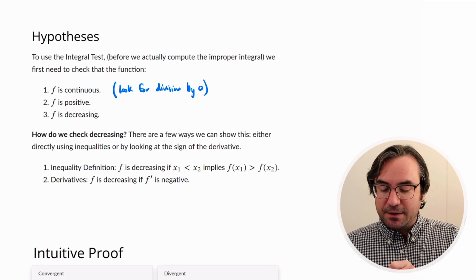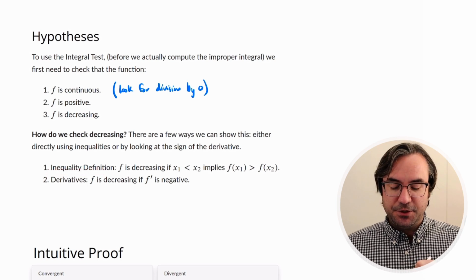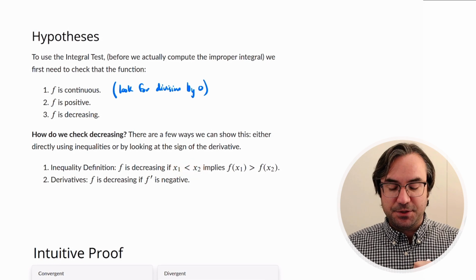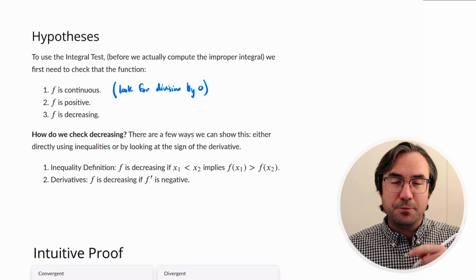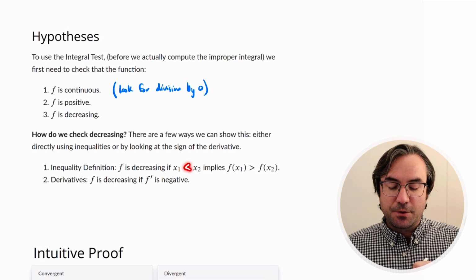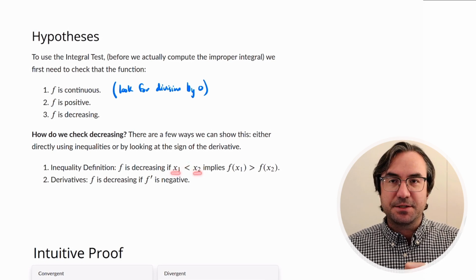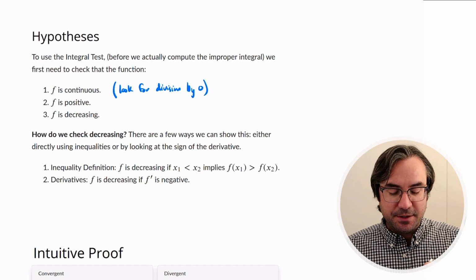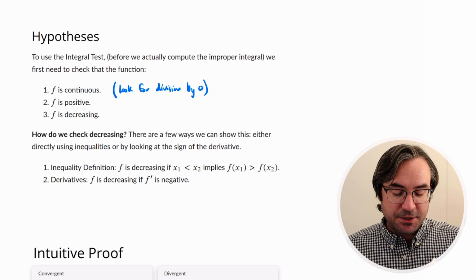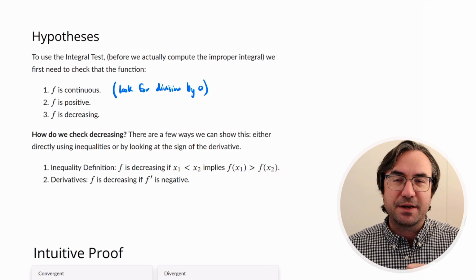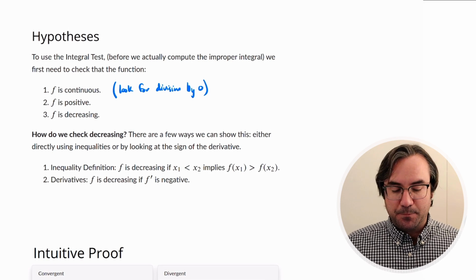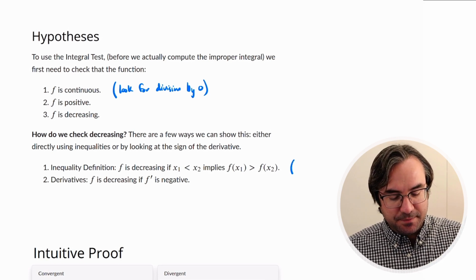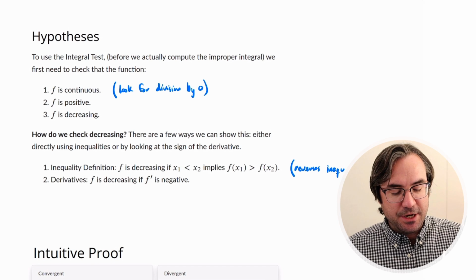So you can check it directly using inequalities. Suppose that you have two x values, one smaller than the other. If your function's decreasing, when you plug them in, it reverses the order of the inequality. So if x1 is less than x2, when you plug them into a decreasing function, the output f of x1 is going to be bigger than the output f of x2. So the value's gone down. That reverses the inequality. That's what a decreasing function does.